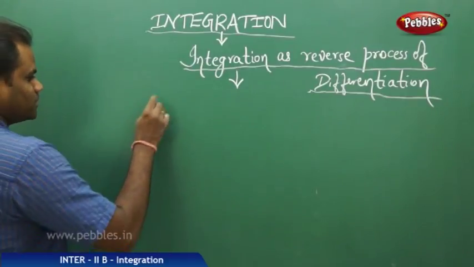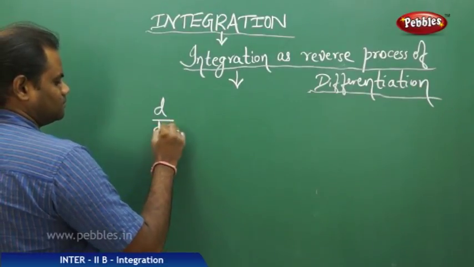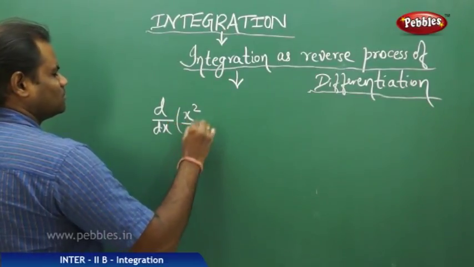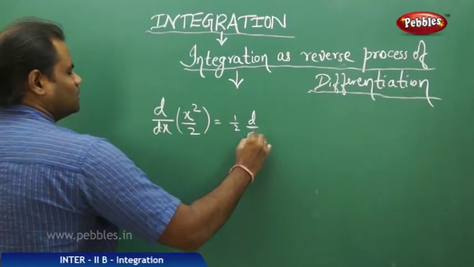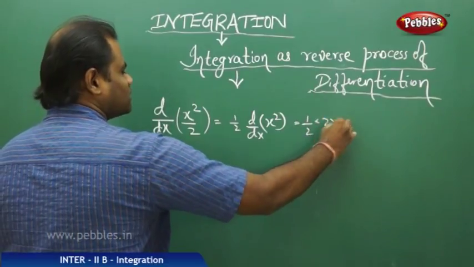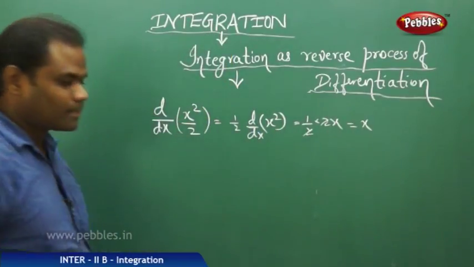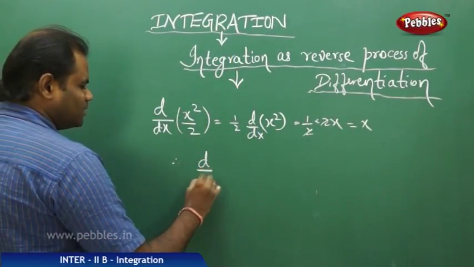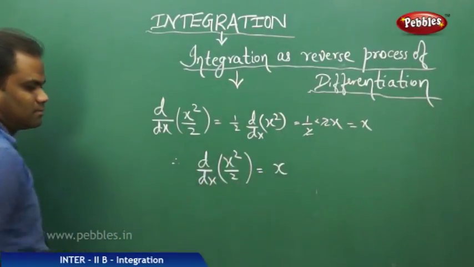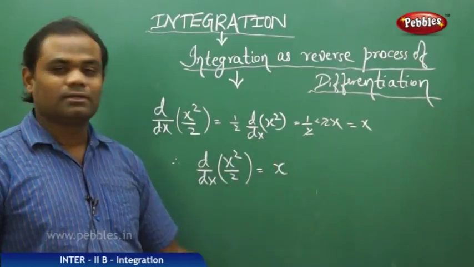Say for example, the derivative, which we generally denote by d by dx, of x squared by 2 is half d by dx of x squared, which is half of 2x, which on simplification gives x. Therefore, I understand the derivative of the function x squared by 2 is nothing but x. This is how we understand the differentiation of a function as simplified with the respective formulae.